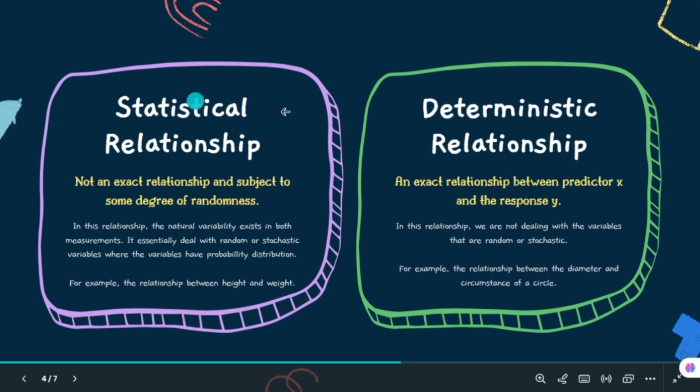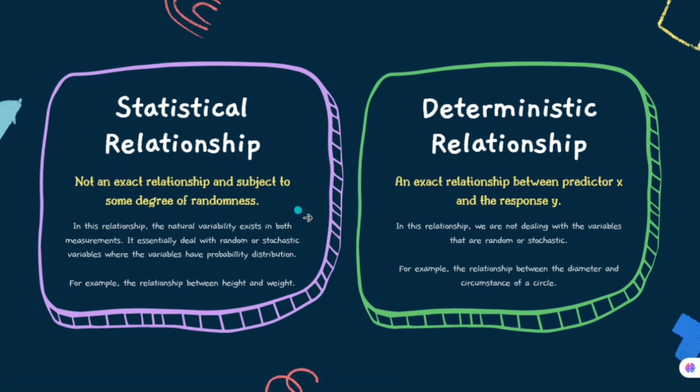Let's take a look at the difference between the statistical relationship and the deterministic relationship. A statistical relationship is not an exact relationship and is subject to some degree of randomness. In this relationship, natural variability exists in both measurements, x and y. It essentially deals with random or stochastic variables, where the variables have probability distributions. They might be discrete or continuous distributions, for example binomial, Poisson, normal distribution, and so on. For example, the relationship between height and weight.